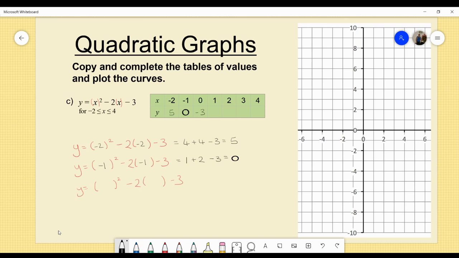All right, I'm going to do a positive one just so you can see that. So if I put 1 in, 1 squared is 1, minus 2 times 1 is minus 2, and then minus 3 on the end of that one. That's going to make sure that I end up with negative 5. Sorry, negative 4 on that one. Okay, so negative 4 there. And if we were to do it for the others, you would end up with negative 3, 0, and 5.